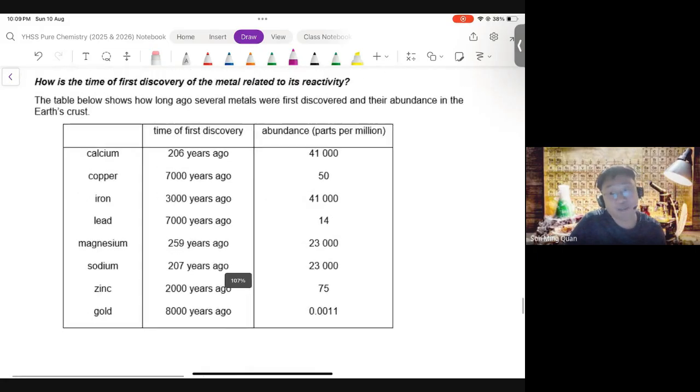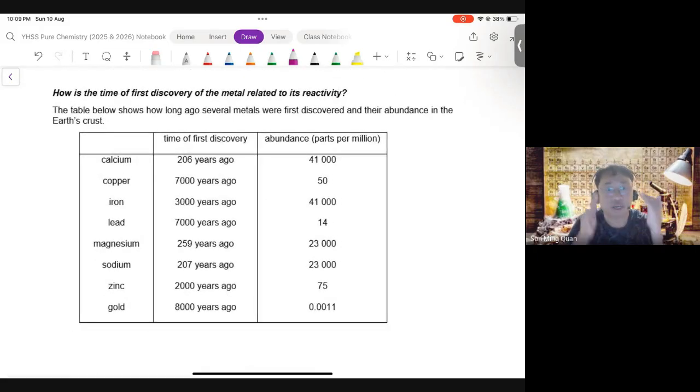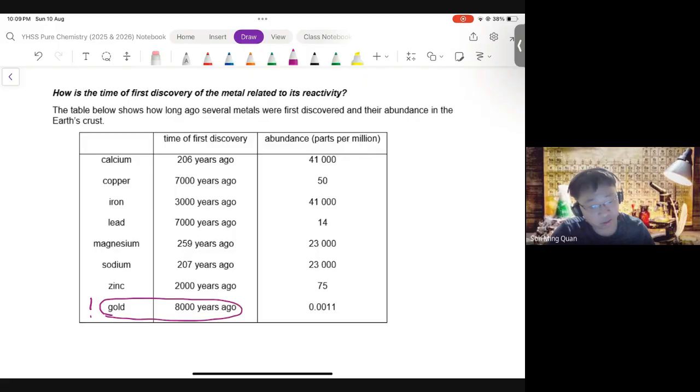Now, this is our last part already of extracting metals. It's a little bit of history again. So I've given you different metals and the time that they were first discovered. How many years ago were they first discovered? And their abundance in the soil on Earth. So you notice that some metals were discovered a really long time ago. Some metals were discovered really recently.